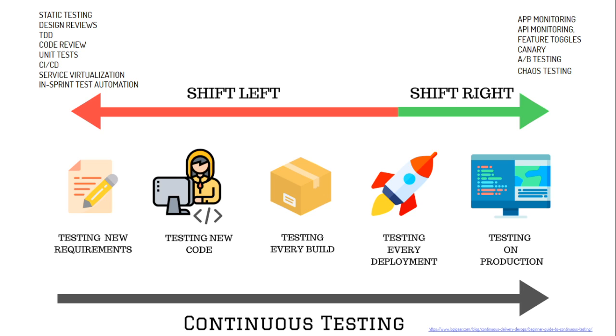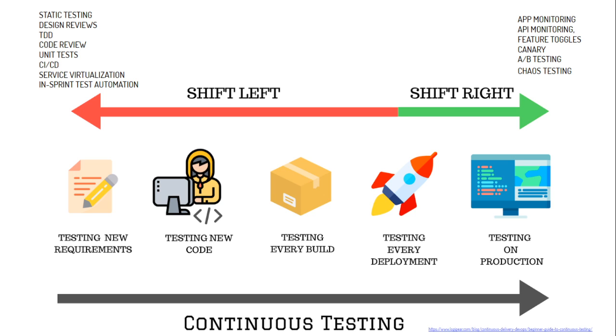Testers can also go for service virtualization. If a service or a component is not available for testing, you can basically go for service virtualization and unblock your testing. You can go for in-sprint test automation. In this webinar, we'll also talk about how to achieve in-sprint test automation. So I'll be speaking about it in a couple of minutes. Right? This is about shifting left.